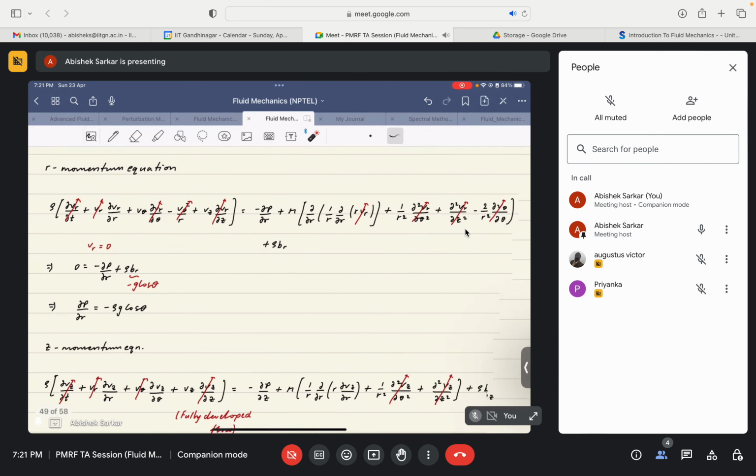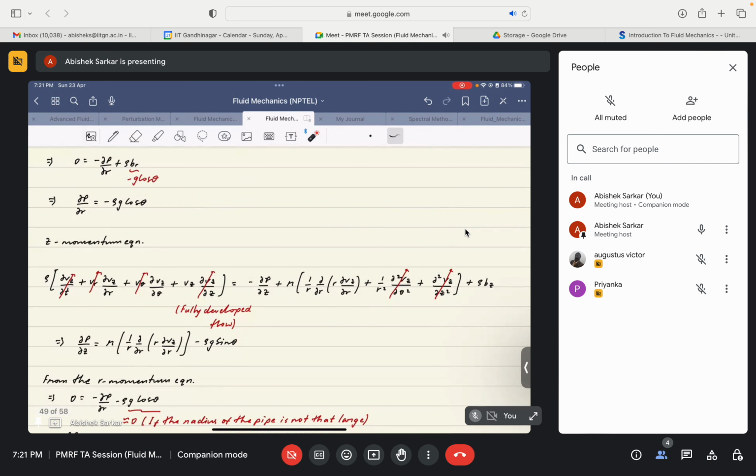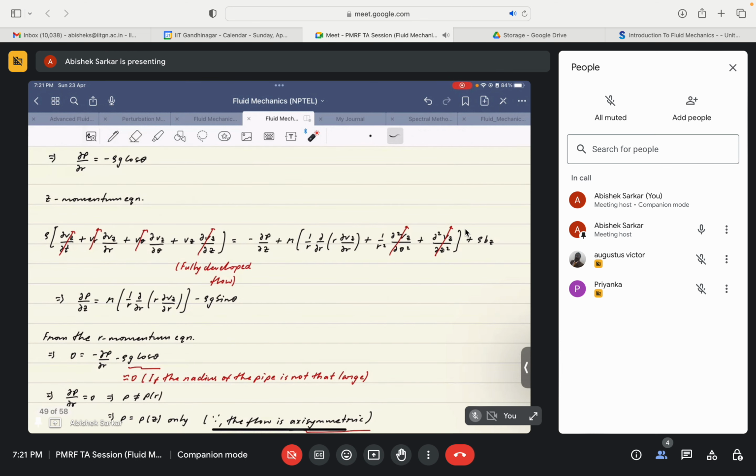Again we look into the z momentum equation. From the z momentum equation, our governing equation takes the form dou p by dou z is equal to mu 1 by r dou by dou r operated over r dou v z by dou r, minus rho g sin theta. Again this is by decomposing the body force vector along the r and z direction. So this came out of that.